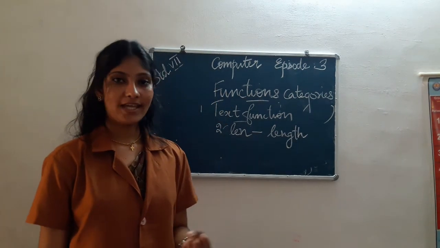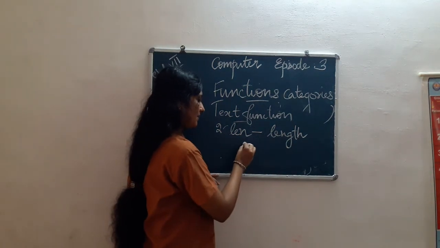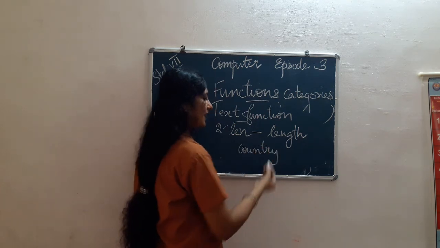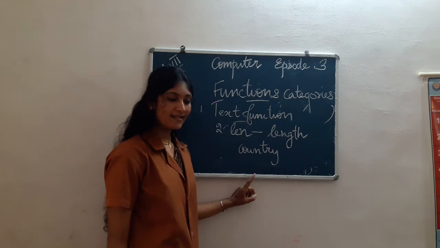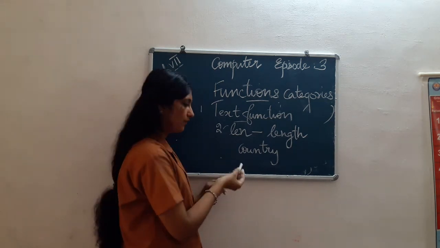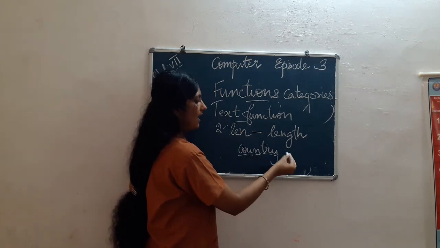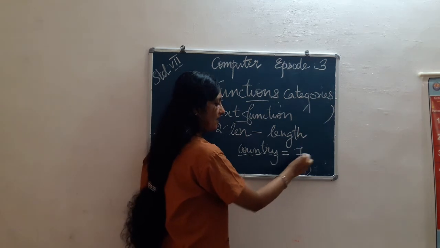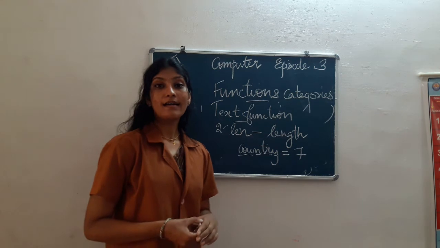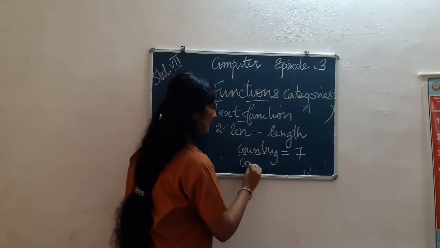Then how to find a string length? For example, the string is country. What is the length of the string country? Simply we can count the letters in that word. For example, 1, 2, 3, 4, 5, 6, 7. How many letters in country? 7 letters. And we can also count if there are any spaces. For example, the word is like this.